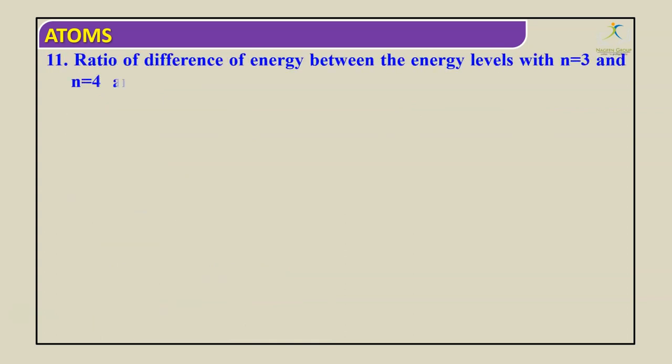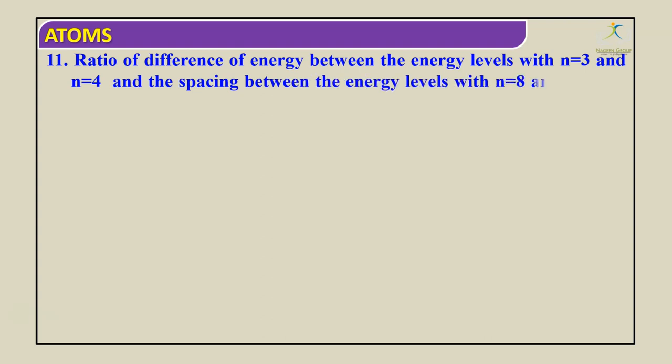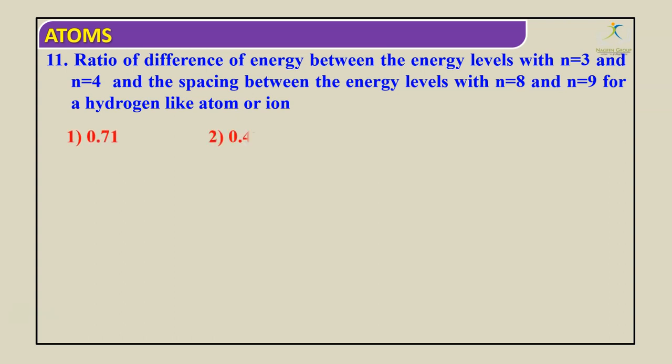11th question: the ratio of the difference of energy between the energy levels n equals 3 to n equals 4 and the spacing between the energy levels n equals 8 and n equals 9 for a hydrogen-like atom or ion: 0.71, 0.41, 2.43, 14.82.